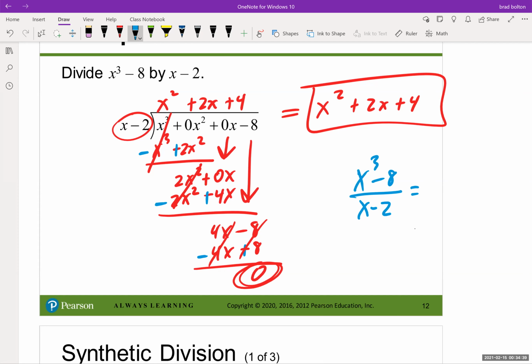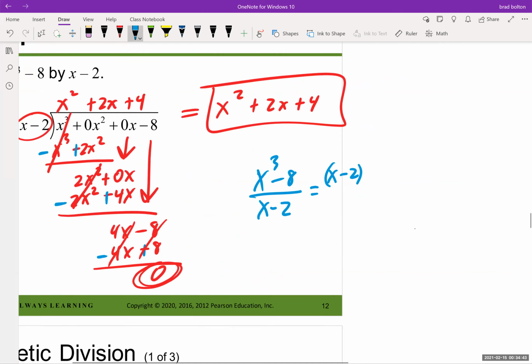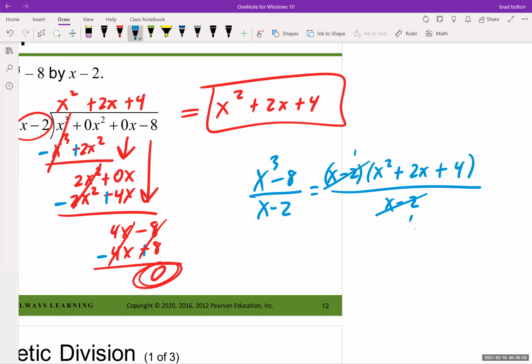And here's how you could know. This is actually factorable using the difference of cubes into x minus 2 times x squared plus 2x plus 4, divided by x minus 2. So I just used the difference of cubes to factor that. So this cancels with this. So it is in fact a factor, and look what I have left behind.